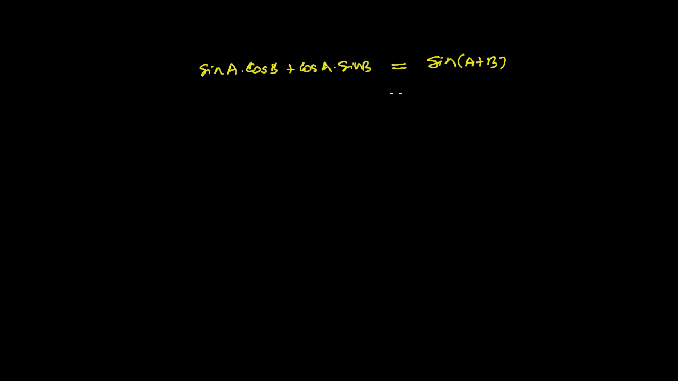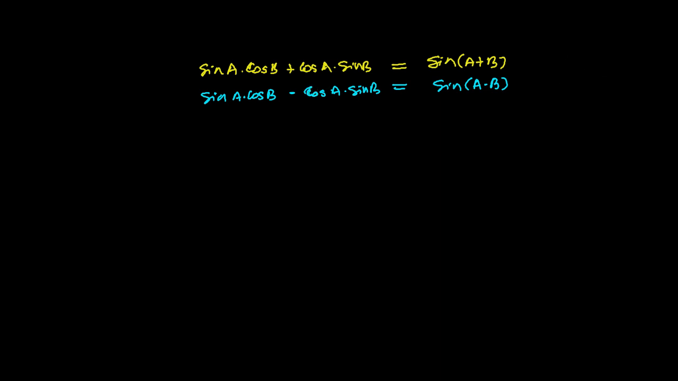And later we had learned another formula, for the sine ratio of the difference of two angles, sin(A - B). For this, just the sign changed. This was plus and here it became minus, and the ratio terms are the same. We had learned sin A times cos B minus cos A times sin B. These two formulas we had learned.